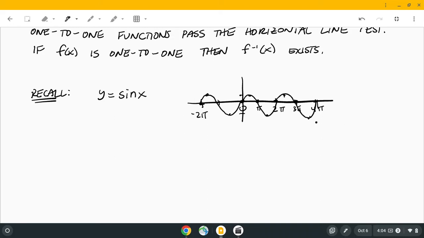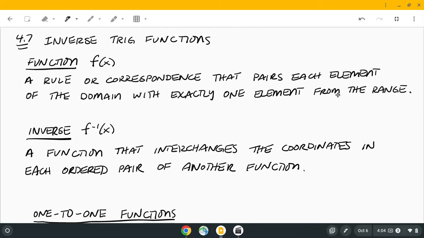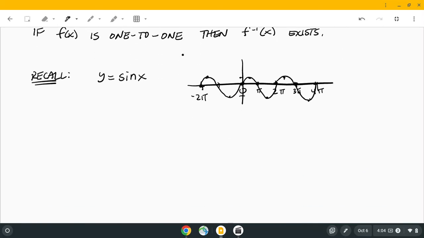And so we can already see that I don't even have to do 3 cycles. We know that sine x goes on forever and ever that way, and on forever and ever that way. But even if I just looked at the one cycle from 0 to 2 pi, it doesn't pass the horizontal line test. So we can already see that the sine function is not a one-to-one function. And if it's not one-to-one, then the inverse doesn't exist. Yet this section is called inverse trig functions. So they must exist. So how?